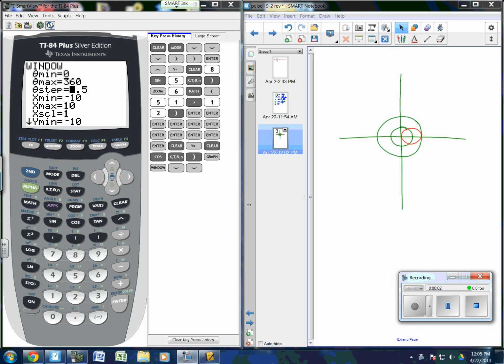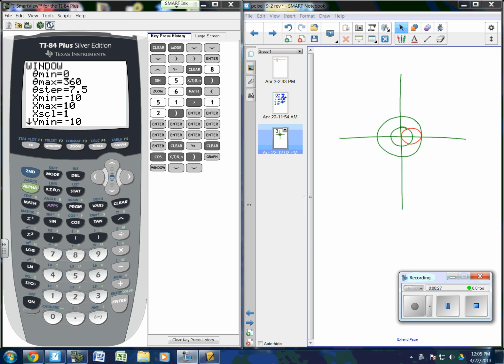On your window, when you graph polar equations, theta min is 0. That's where you're going to start graphing from, 0 degrees. Theta max is what degree you're going to stop graphing on, 360 degrees. Remember when we graphed those by hand, we started at 0 degrees, and I had you go clear around to 360 degrees? Although I think for this class, you only had to go to 180 degrees before it started repeating a pattern, right?